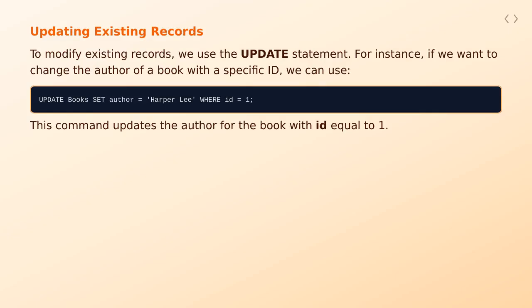Next, updating existing records. To modify existing records, we use the update statement. For instance, if we want to change the author of a book with a specific ID, we can use the following. See the example on this slide. Pause if you want to study the details. This command updates the author for the book with ID equal to 1.